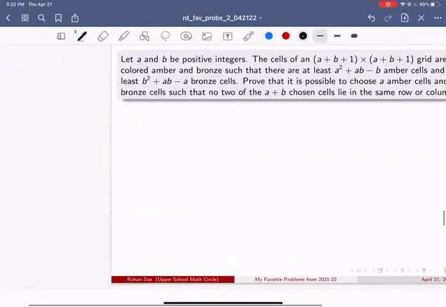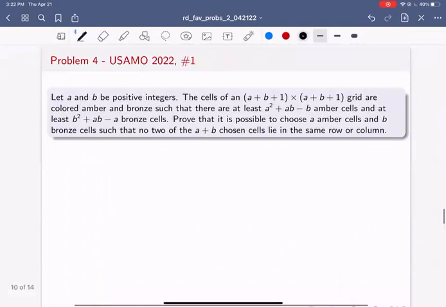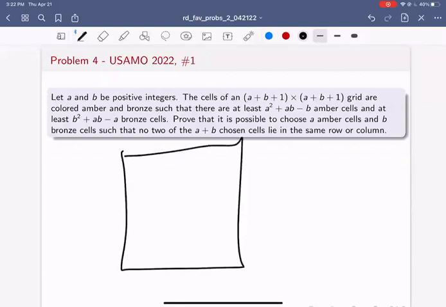So here, this is from USEMO number 1, or it was also JMO number 2. In this problem, you have a grid of A plus B plus 1 cells, of which some number are at least amber and some number are at least bronze. We can call this B and this A for convenience. And we want to choose A of the amber cells and B of the bronze cells such that no two are in the same row or column.